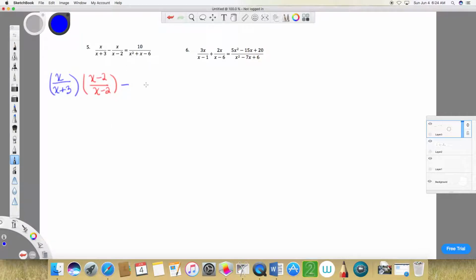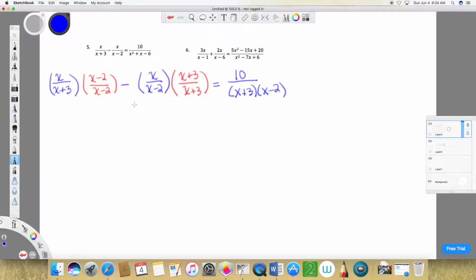The second term is missing a factor of x plus 3. The right-hand side, we've already commented that we recognized that we can factor this into x plus 3 times x minus 2.